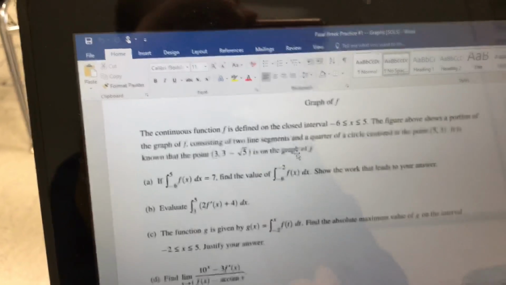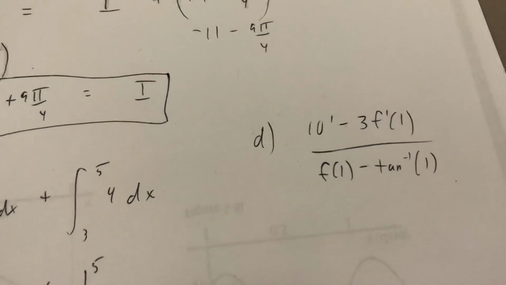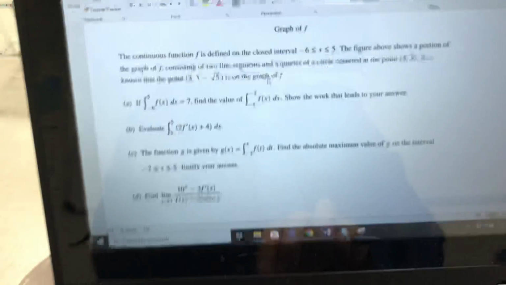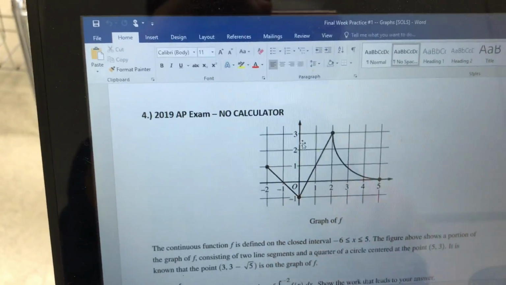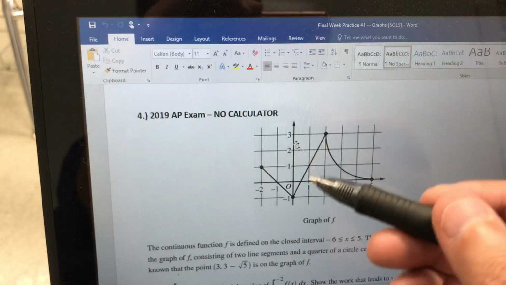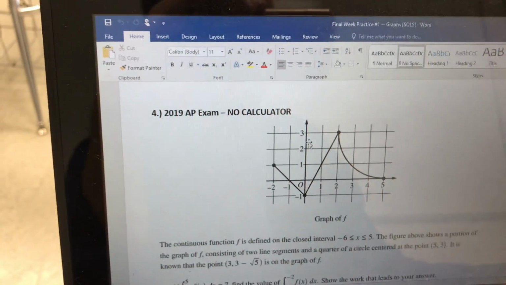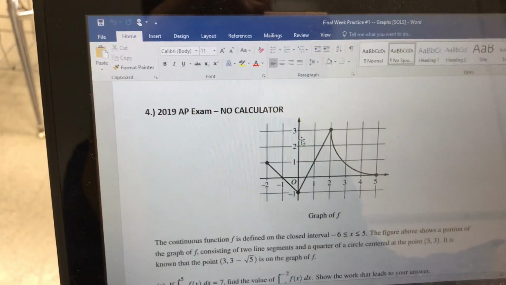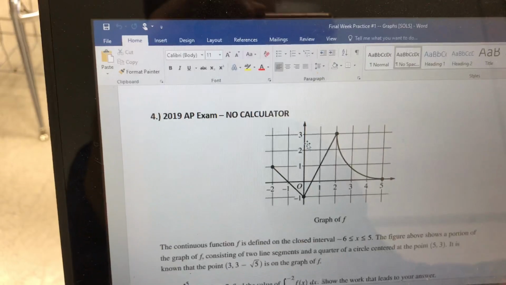Let's see, f prime of 1. So I need to evaluate f prime of 1 and f of 1. So f prime of 1 would just be the slope at 1, which looks like it's going to be 2, if you look at that slope there. And f of 1 is equal to 1.